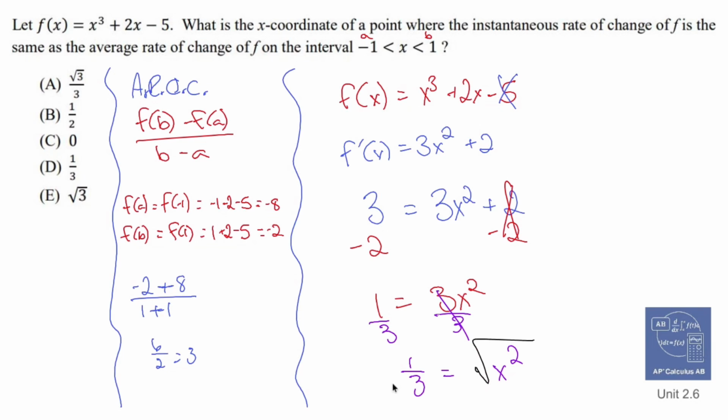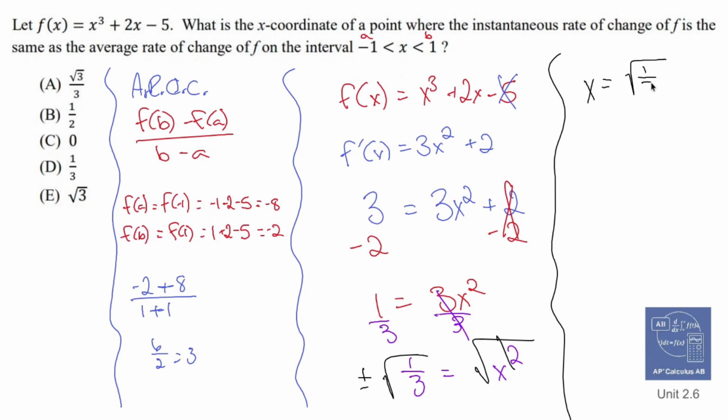Square root both sides. Technically we have a plus or minus, but I don't think they want us to do that here. They just want the positive version. But this is going to be super annoying. Now I have x equals the square root of 1 over 3. They don't have that as an option.